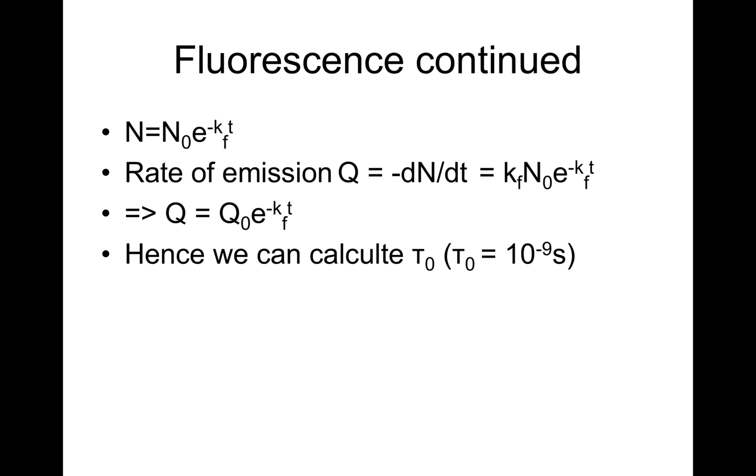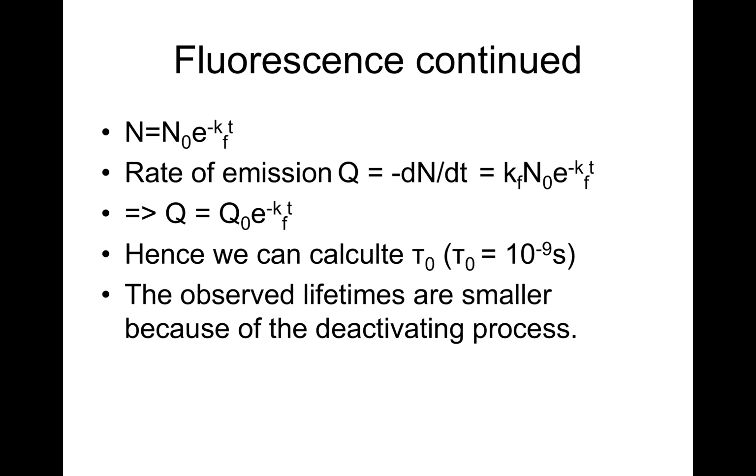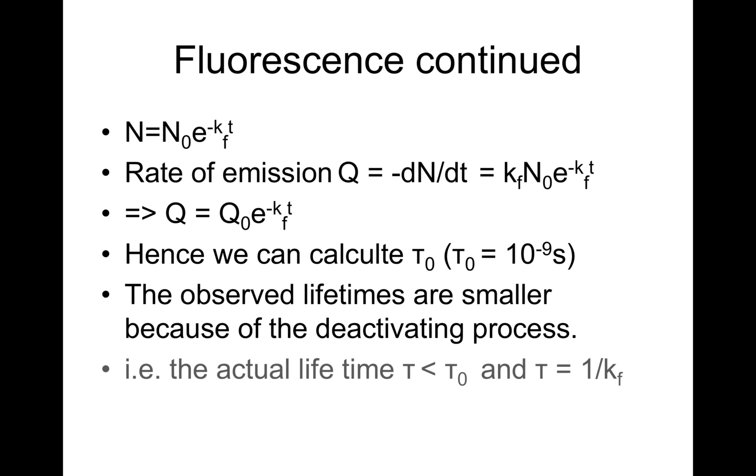Hence, we can calculate tau naught, and tau naught is of the order of 10 to the minus 9 seconds. The observed lifetimes are smaller because of the deactivating processes, i.e. the actual lifetime tau is less than tau naught, and tau is equal to 1 over Kf.